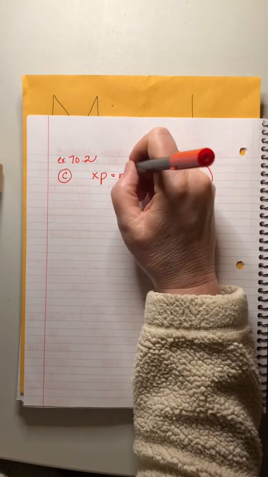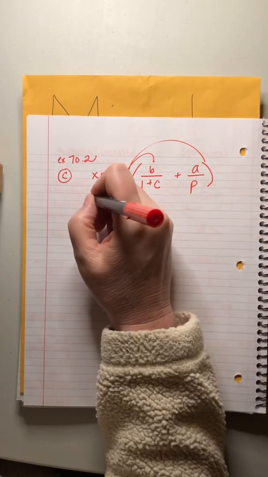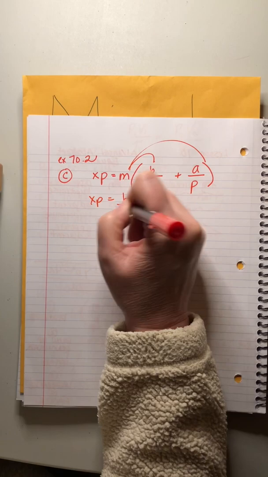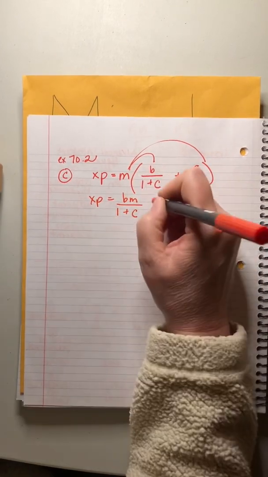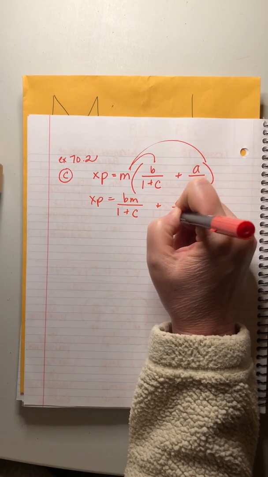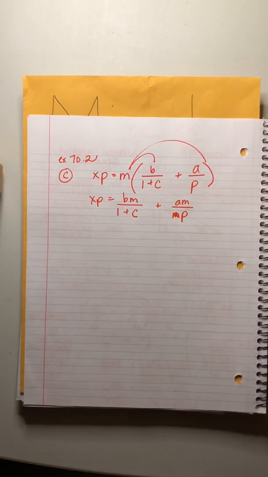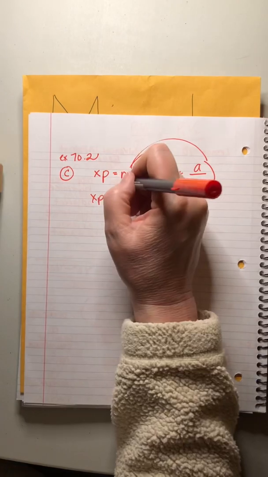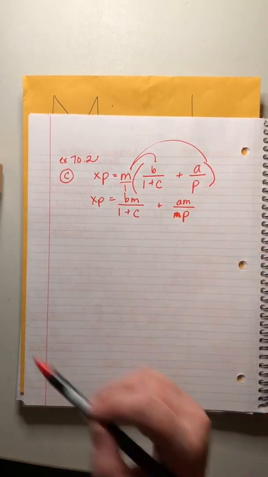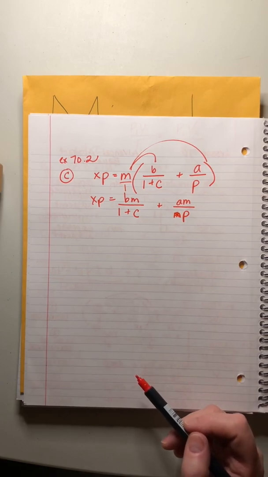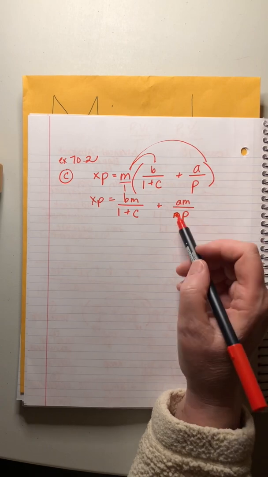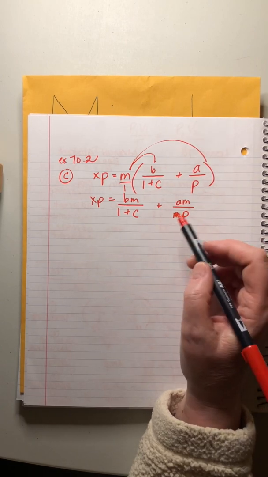Okay, so what are our steps? First, we distribute. Ready? XP equals, I'm going to go alphabetical, BM over 1 plus C plus AM over, no, not MP, just P. Sometimes it does help if you're getting wonky with your distribution, put it over a 1 so you can see, oh yeah, the 1 is what gets distributed to the denominators, not the top. Okay, now we're ready to blow up our denominators.